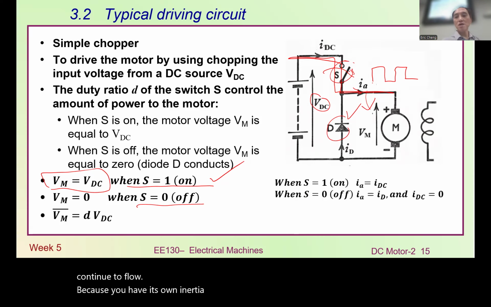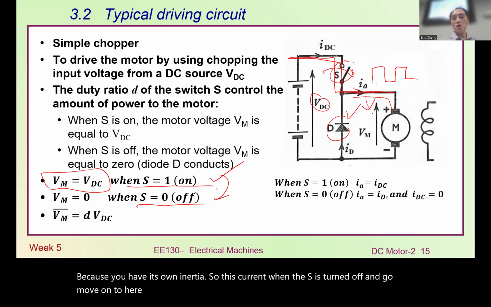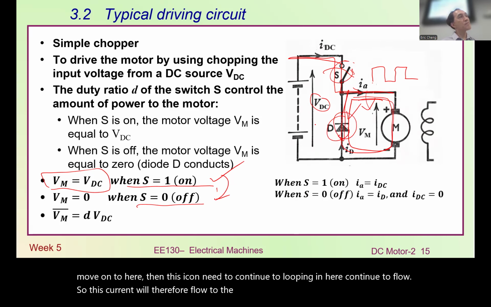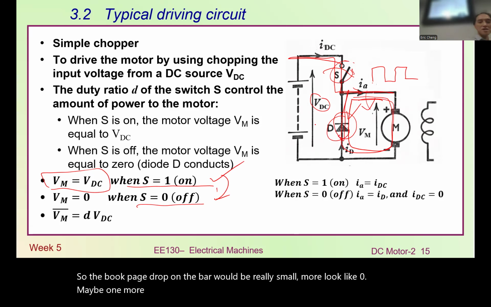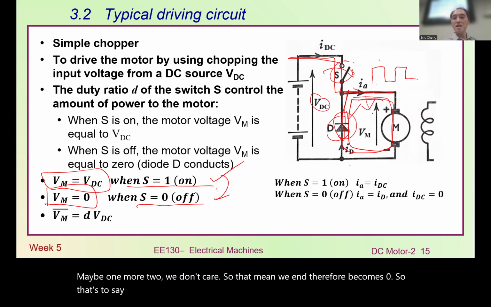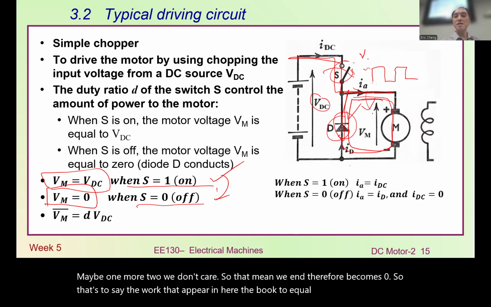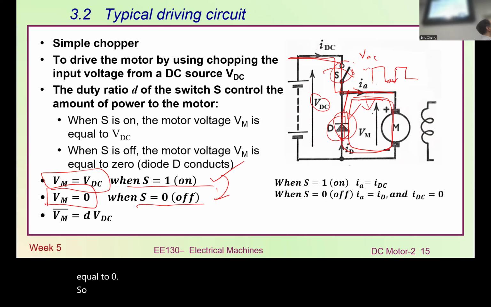So when S is turned off, this current needs to continue looping in here and continue to flow. This current will therefore flow through the diode D. The voltage drop on the diode will be really small, more like 0 volt, maybe 1 volt, 2 volt, we don't care. So Vm will therefore become 0 volt. So the peak voltage equals VDC, and this voltage equals 0. That's how the motor voltage looks when we're using this simple switching circuitry.